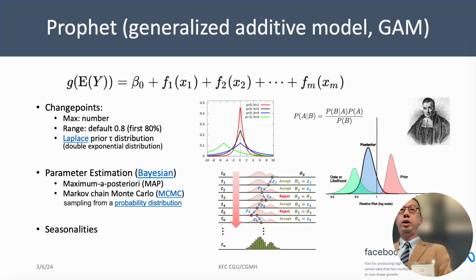The Prophet method, a novel approach proposed by Facebook, utilizes the conventional generalized additive model. It maximizes forecast accuracy through Monte Carlo methods, effectively capturing seasonal trends.